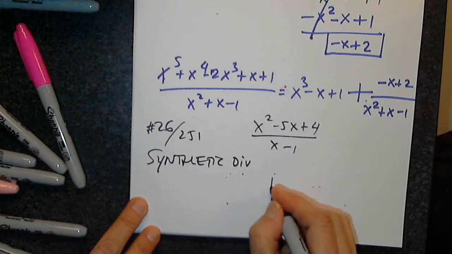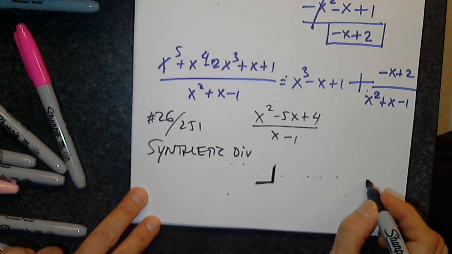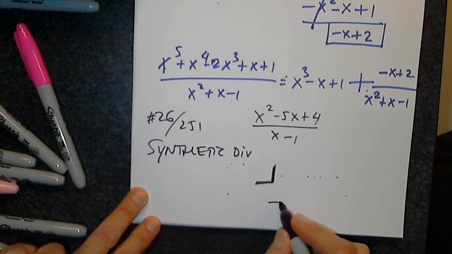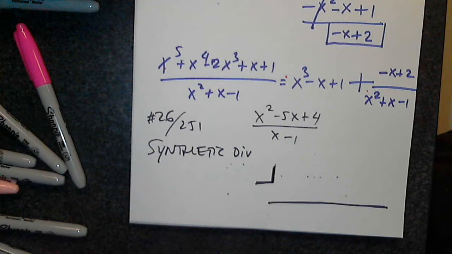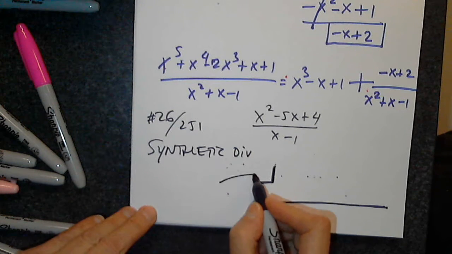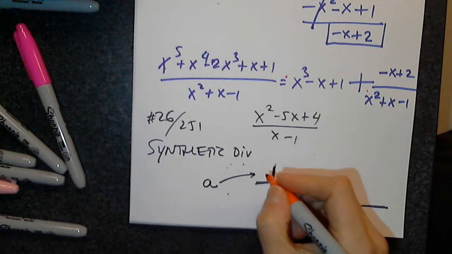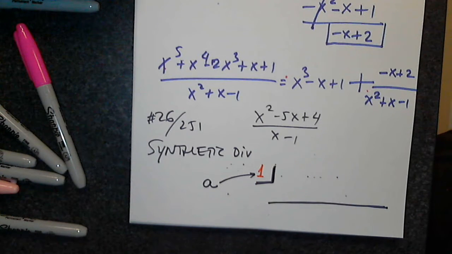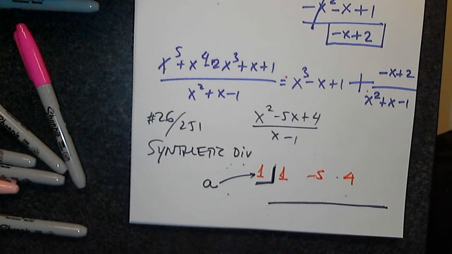Synthetic division requires us to put something in a little box. It requires us to put all coefficients even if they are 0, and to draw a horizontal line like this. In the box, we always have little a. Can anyone identify little a? Little a is 1. Can anyone give us the coefficients, all of them, including the zeros? 1, negative 5, 4. Very good.